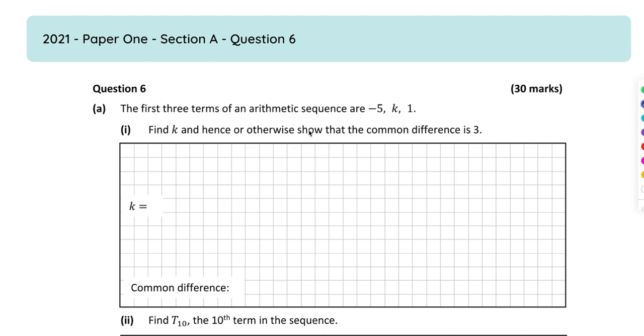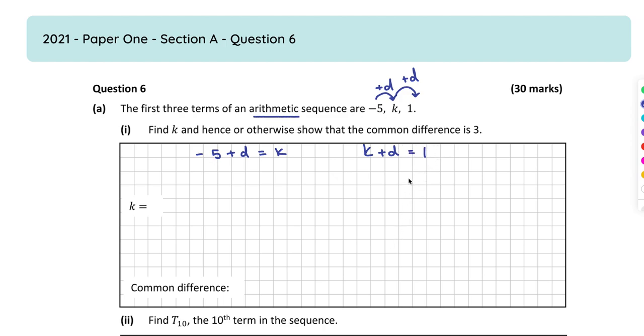Well, what do we know? I know that the minus 5 to k is going to be minus 5 plus some difference gives me k. So let me actually spell that out. Minus 5 plus the common difference is equal to k. What I also know is that k plus the exact same difference, because it's arithmetic, is going to be 1.